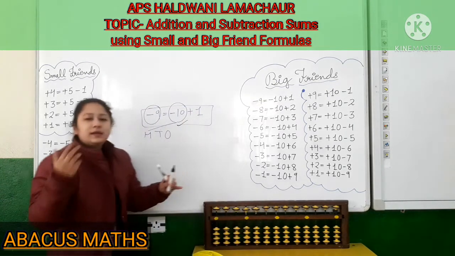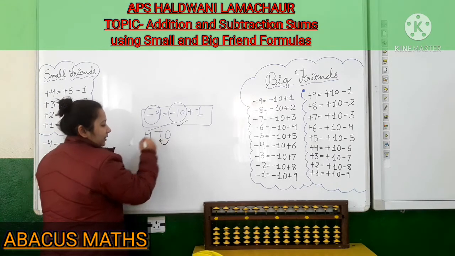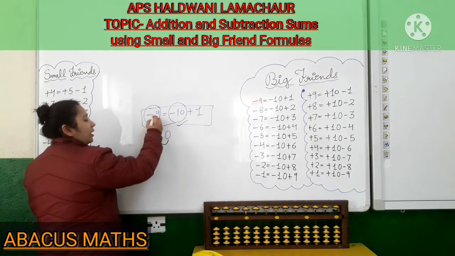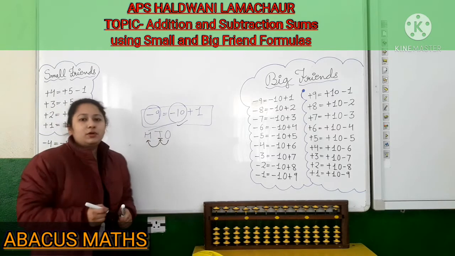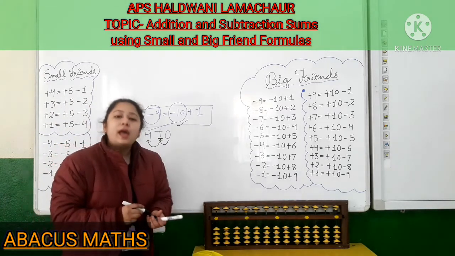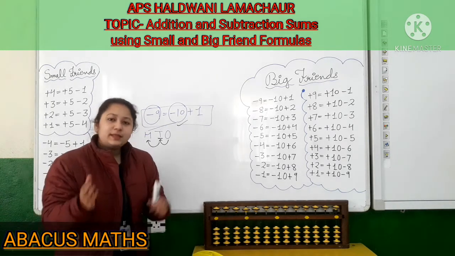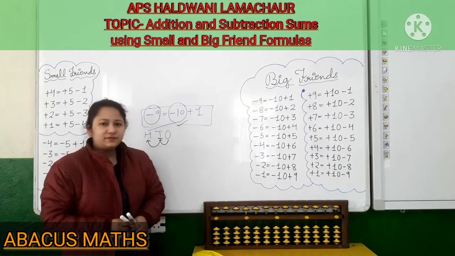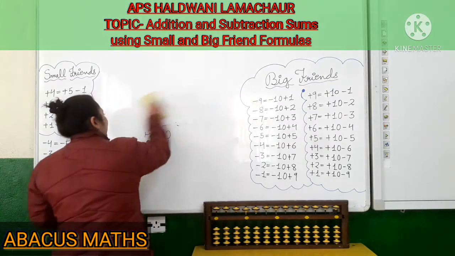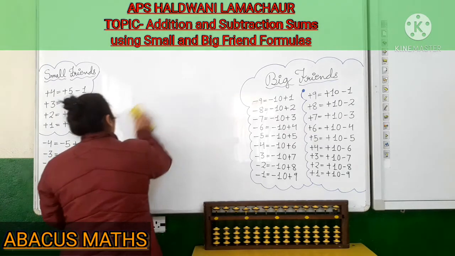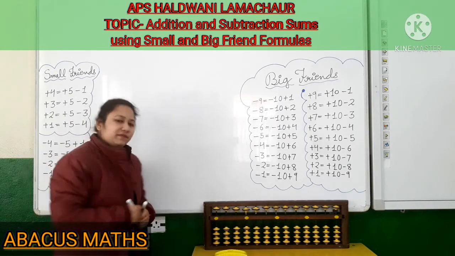Here you will add this 10. Means if you have to add or subtract 10 in one's rod, then 10 will be in 10's rod. If you have to add or subtract 9 in this 10's rod, then 10 will be in 100's rod. Means always you will add or subtract 10 in one rod up. One rod up means in the second rod. Is it fine? Very nice. Now let's start our today's topic, addition and subtraction sums with the help of Abacus Tool and small friend formulas. Now let's start our today's topic with the first sum.